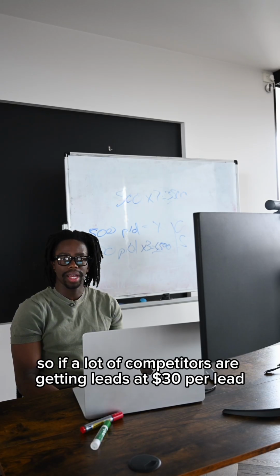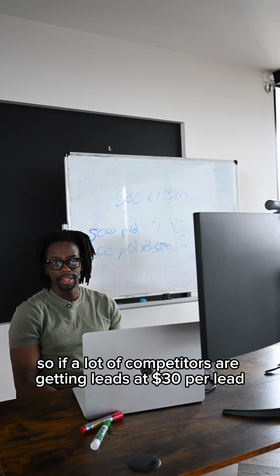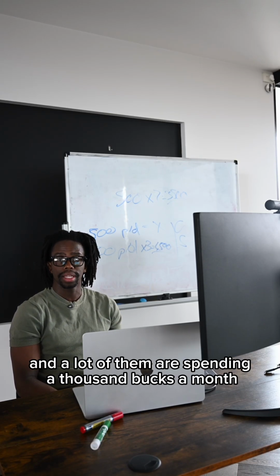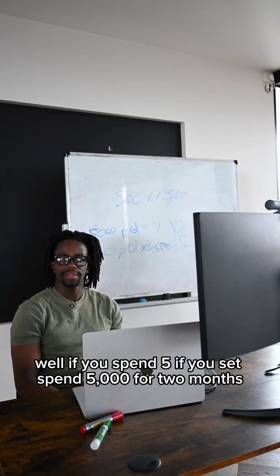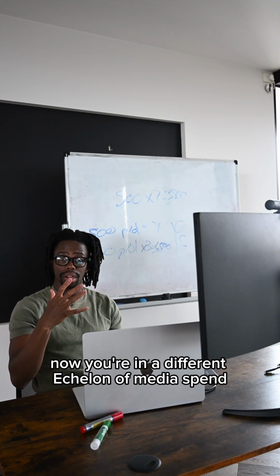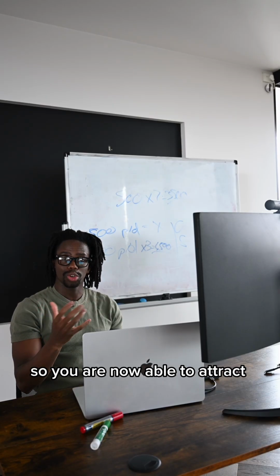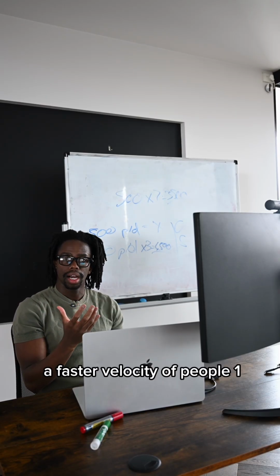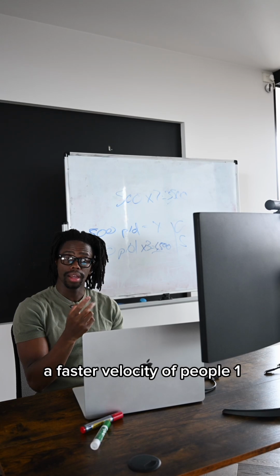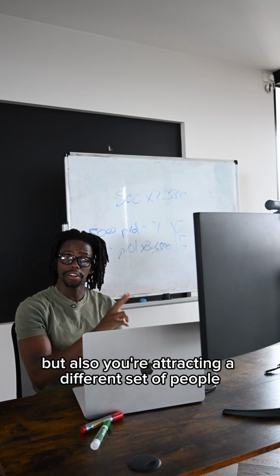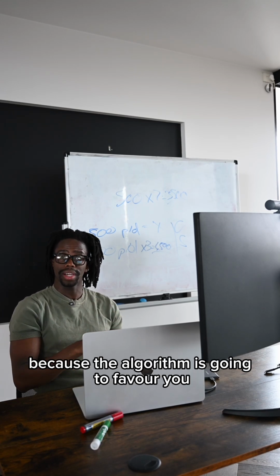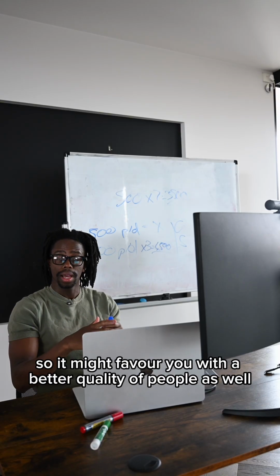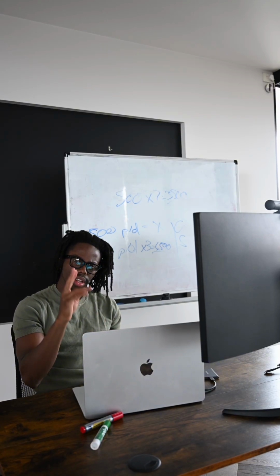So if a lot of competitors are getting leads at $30 per lead, and a lot of them are spending $1,000 a month, well, if you spend $5,000 for 2 months, now you're in a different echelon of media spend. So you are now able to attract a faster velocity of people, one, but also you're attracting a different set of people because the algorithm is going to favor you. So it might favor you with a better quality of people as well. That's the second thing.